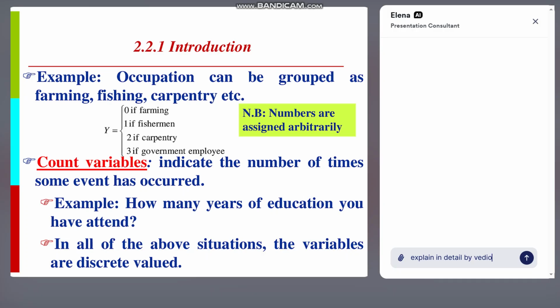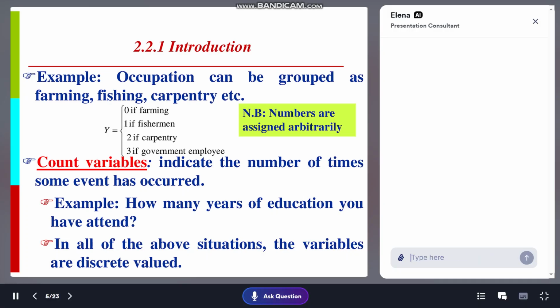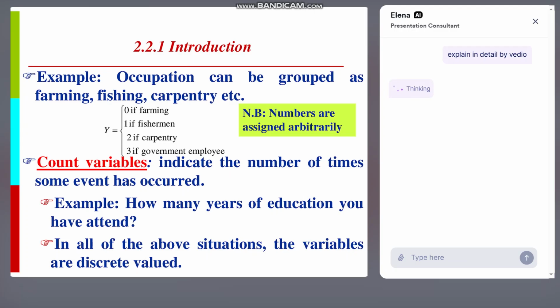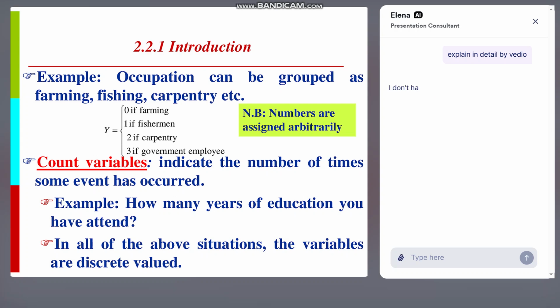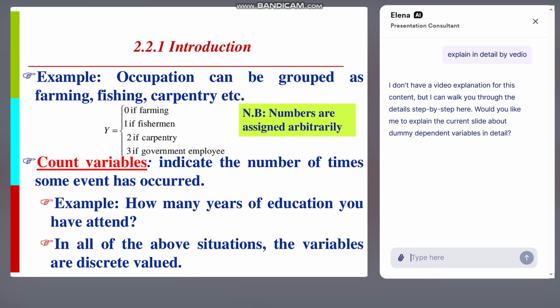An example of nominal variables would be occupations grouped as farming, fishing, carpentry, and government employment. The numbers assigned to these categories are arbitrary. Additionally, count variables indicate the number of times an event occurs, like years of education. All these variables are discrete valued, which means they take specific separate values.